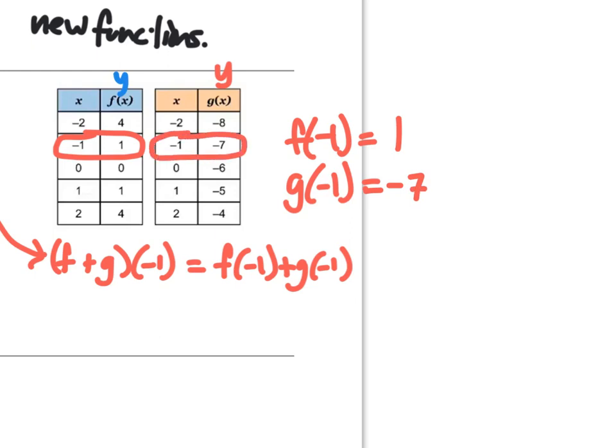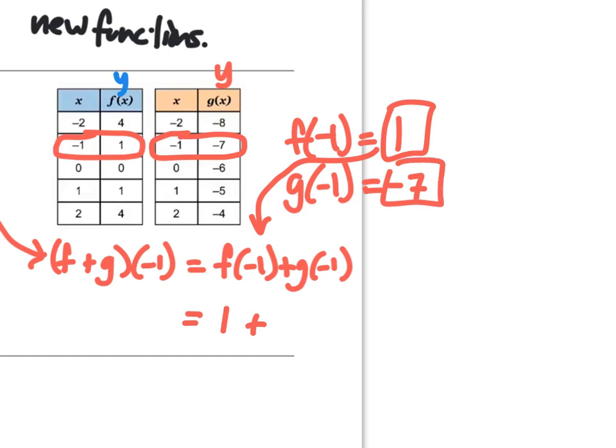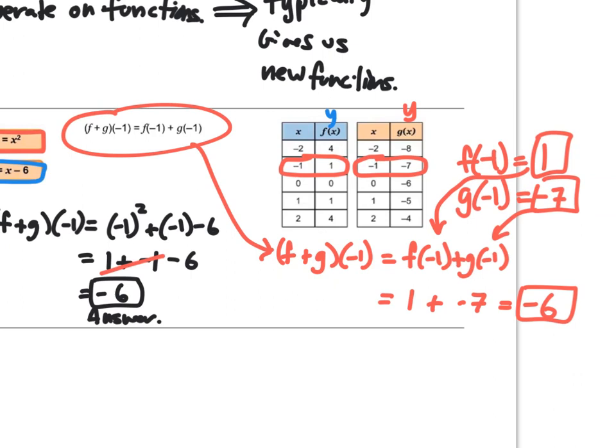So then what I'm going to do is I'm going to plug in 1 for f of -1. So I get +1. And then plus g of -1, which is -7, I'm going to plug that in here, and I get plus -7, and I get a value of -6. 1 plus -7 gives me -6. So that's the same thing that I got over here, all right?